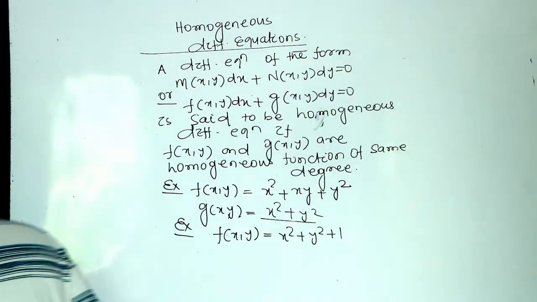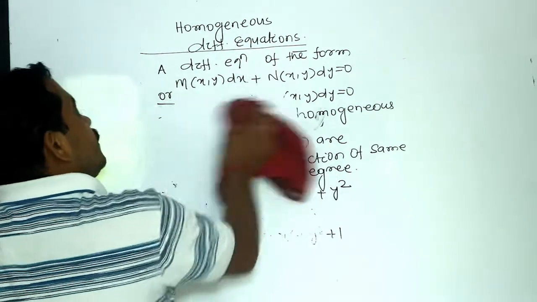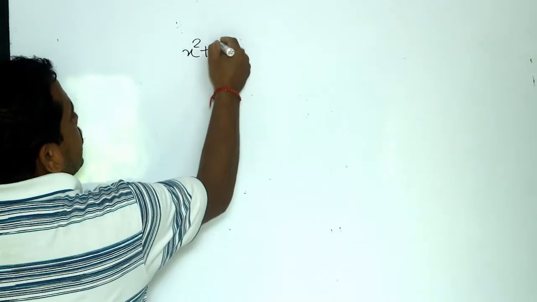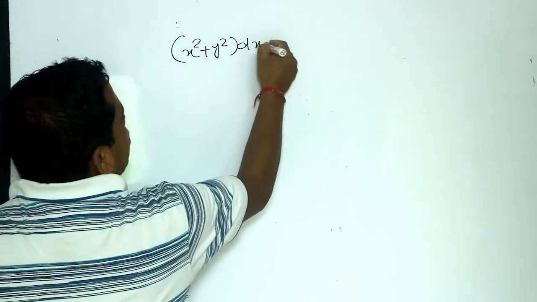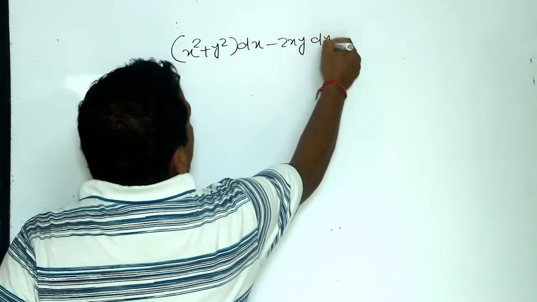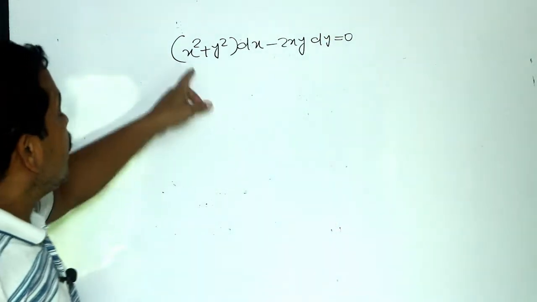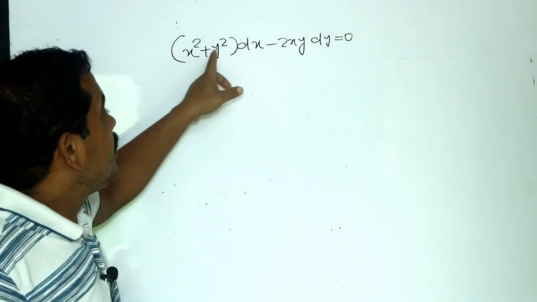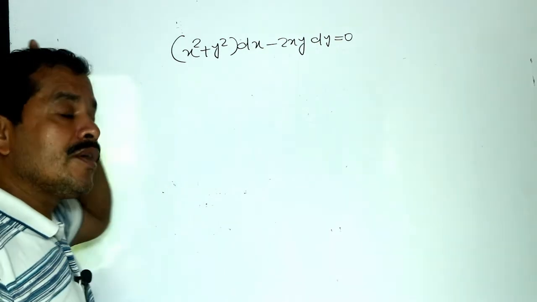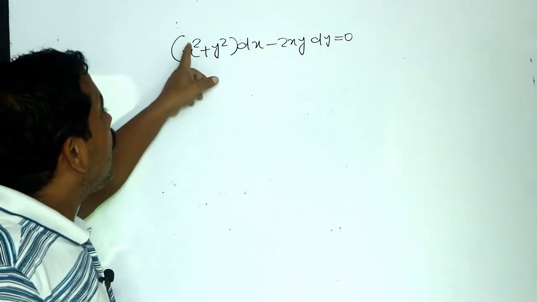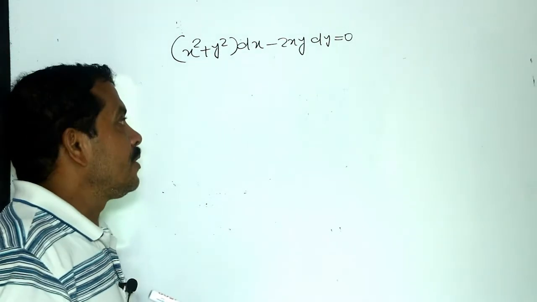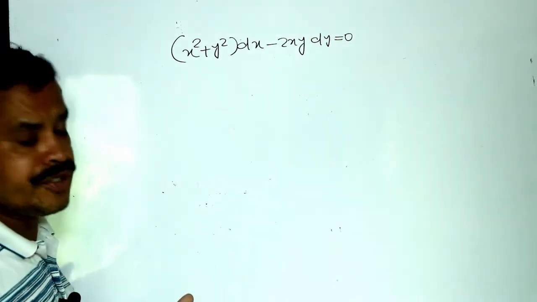For example, suppose the differential equation is of the form (x² + y²) dx − 2xy dy = 0. This equation cannot be solved by variable separation. This is not a linear differential equation because the variables x and y are of degree 2. So it is not linear. It is also not Bernoulli's equation. Then we have to check whether it is homogeneous.